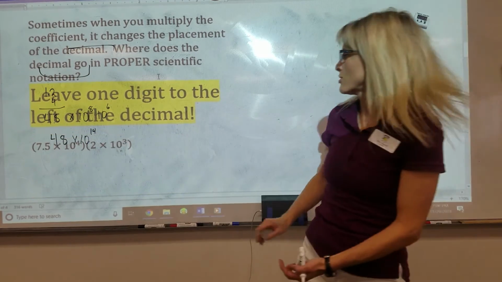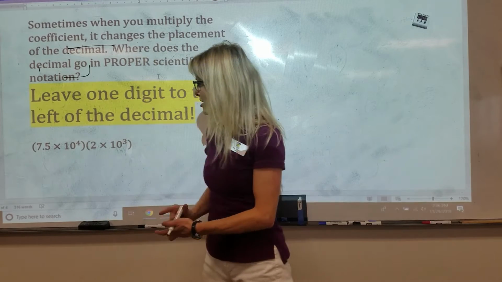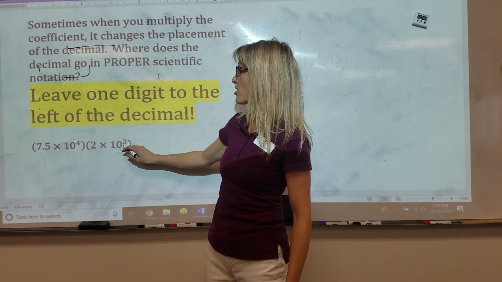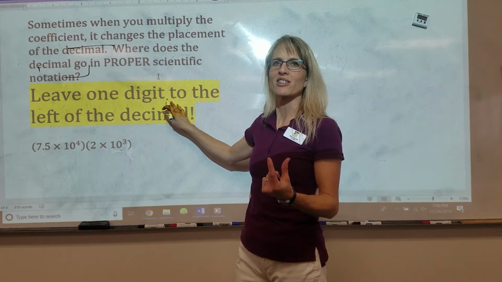All right, we're going to do now 7.5 times 10 to the 4th times 2 times 10 to the 3rd, and there's going to be a rule here about the digit to the left of the decimal, so we're going to get to that.